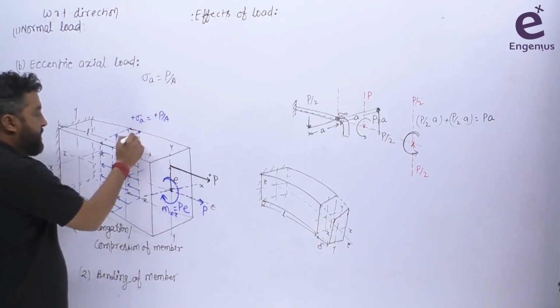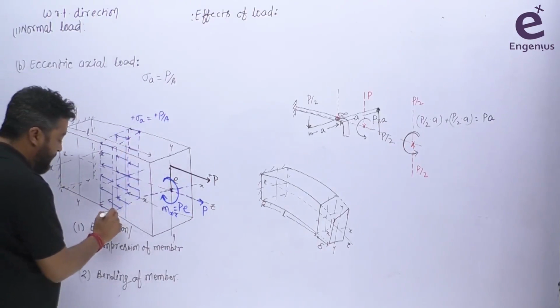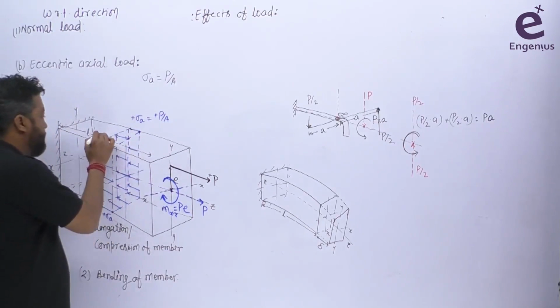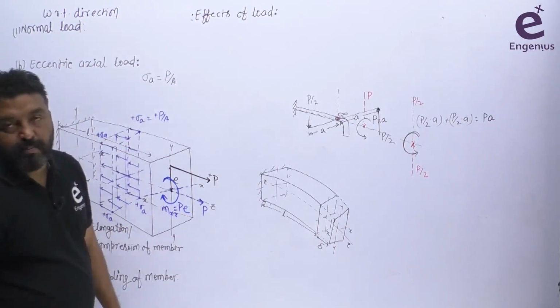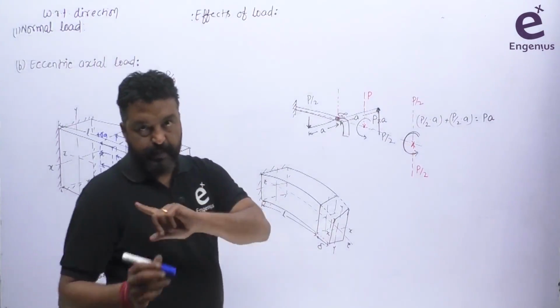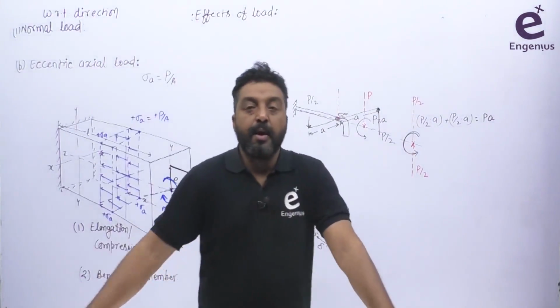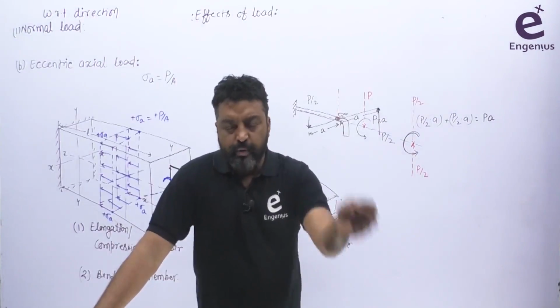Throughout it is the same; you can check this point, this point, any point. Here this is plus sigma A, here this is plus sigma A, here this is plus sigma A. Everywhere the axial stress will be the same. That will be positive in this case, maybe negative if the load is compressive. But what about bending? Okay, so let me introduce that here.